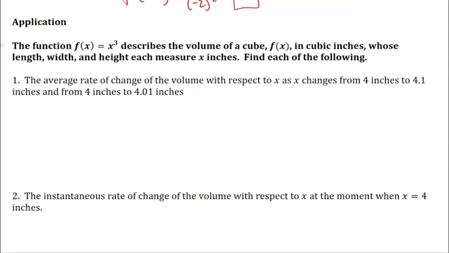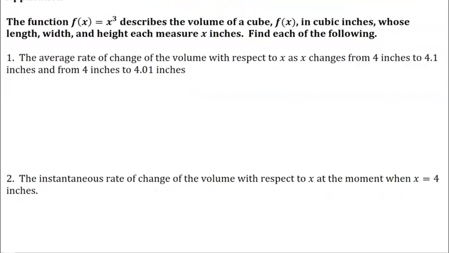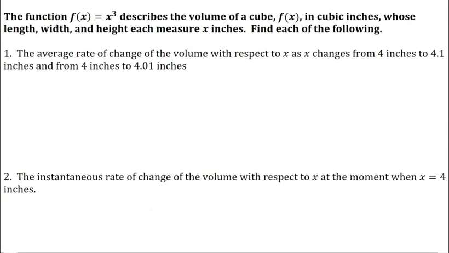Okay, for part 1, and we're going to use our calculator for this part, we're looking for average rate of change. Remember, average rate of change, we think slope of the secant. So we're finding the average rate of change as x increases from 4 to 4.1, and then again from 4 to 4.01. All right, so for the first one, I'm just doing slope between 4 and 4.1, and then I'll repeat it for 4 and 4.01.